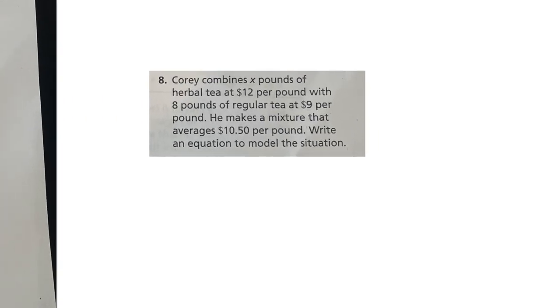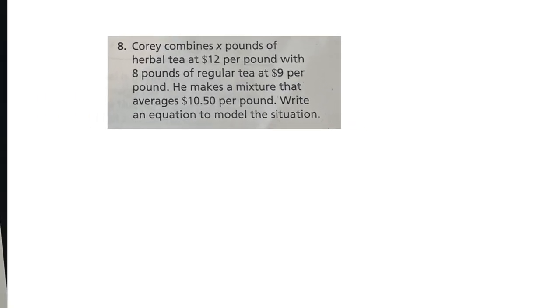Corey combines x pounds of herbal tea at $12 per pound with 8 pounds of regular tea at $9 per pound, making a mixture that averages $10.50 per pound. Write an equation that models this situation.